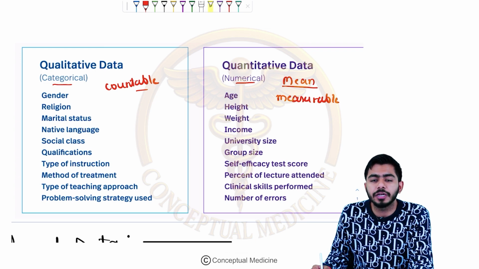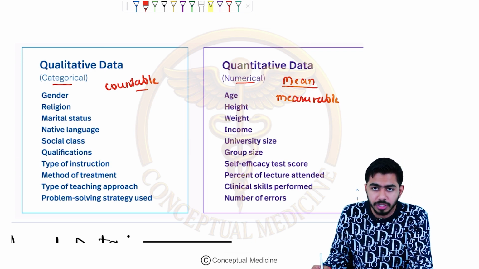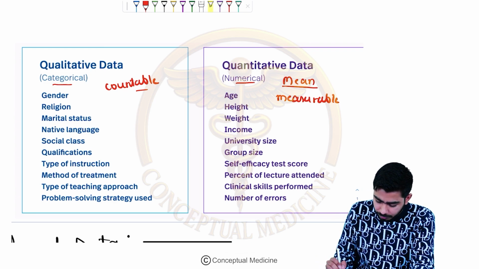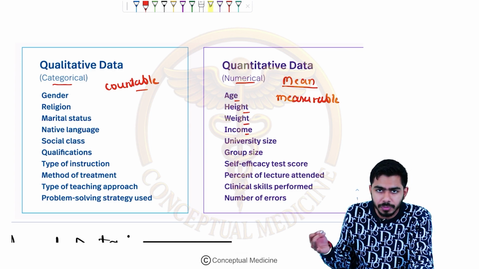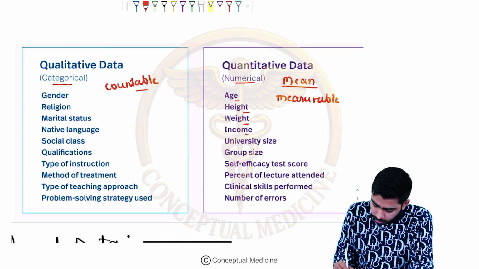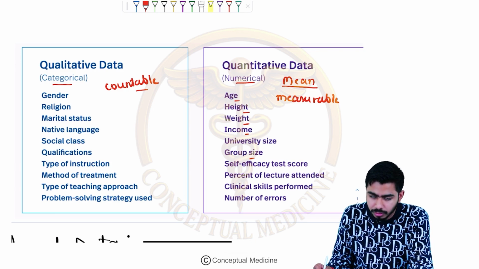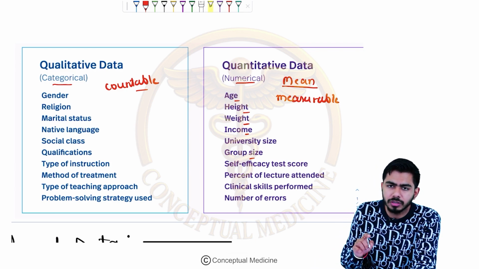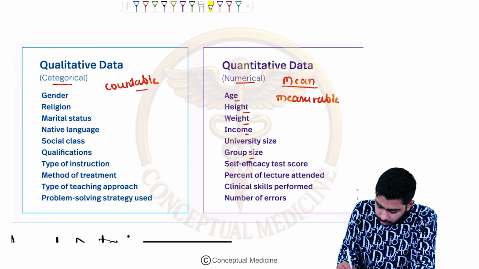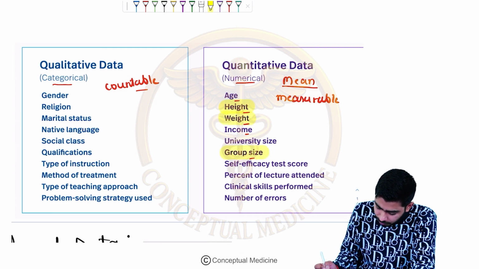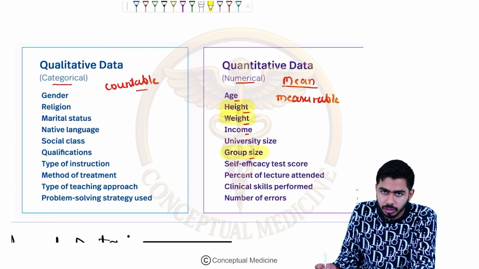If I'm saying quantitative data can be measured, right? Quantitative data can be measured over there. So what could be the example? There could be the age, right? There could be the height of the person, weight of the person, income of the person, right? The size of some kind of institution, right? The group size, university size, right? There are n number of examples over there which we shall figure out in the quantitative data. In the MCQs, what are the examples which they are mentioning that I'm highlighting over here? They will be mentioning about the height, weight, they might be mentioning about the group size, right? These are some of the things which you need to remember over here in the quantitative one.